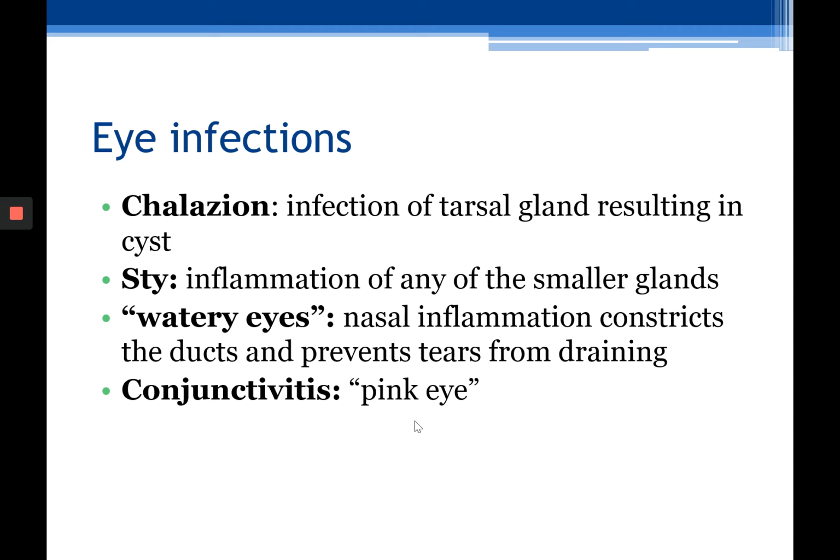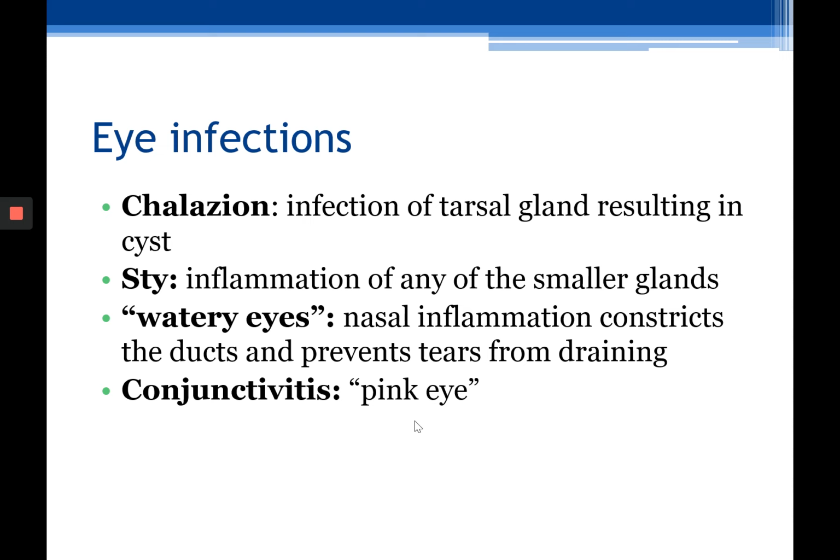Next, we're going to move on to eye infections. We'll just look at them briefly. Just be aware of them, understand their definitions. So a chalazion is an infection of the tarsal gland, which is under your palpebrae, and that's going to result in a cyst generally. A stye is inflammation of any of the other smaller glands, so not the tarsal gland specifically. Watery eyes can develop because of nasal inflammation that constricts or blocks the ducts, like the lacrimal or nasolacrimal duct, and it prevents your tears from draining.